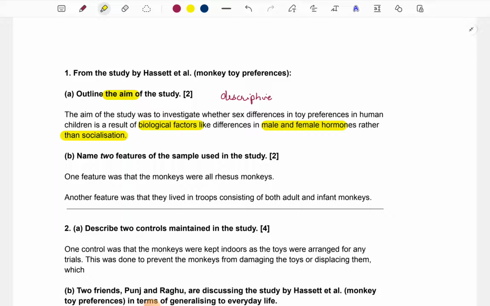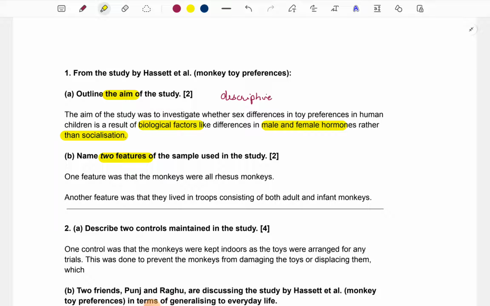Name two features of the sample used in the study. This is a very straightforward question, and this has to be rote learnt and written. Some students mix up two or three features into one. They just roll up two or three features into one. For example, they would say that there were 135 rhesus monkeys living in the troop.